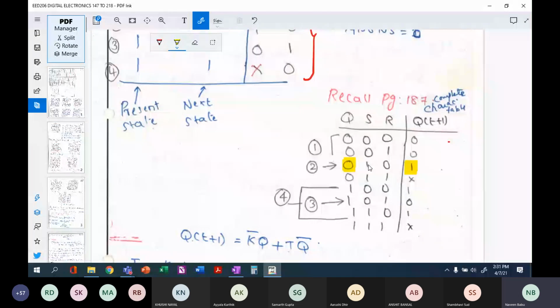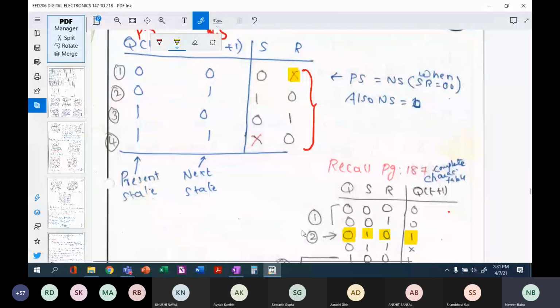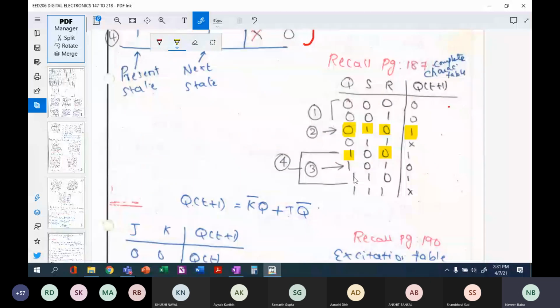When your present state is 1 and 0, where do you have that combination? You have 1 and 0 here. Anywhere else? Yeah, one more place, 1 and 0 here. Okay, so I have to look at Q and Q of t plus 1, right? So I have 1 here, not this one, this particular one. I have 1 here and 0 here, anywhere else? Nowhere. So the SR value corresponds to 0 and 1.